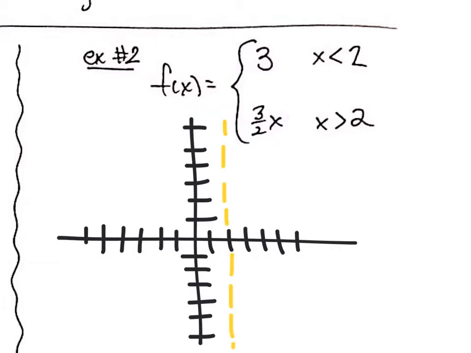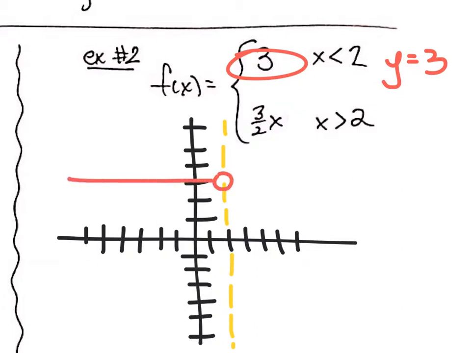And to the left of 2, we're graphing the line y equals 3. Y equals 3, that's just a horizontal line. So I'm going to write out what we're actually graphing, y equals 3. And this is to the left of 2. So there's our line. And I might draw it in there, or I might write the equation to help us understand what's going on. And then here to the right of 2, we have y equals 3 halves x.